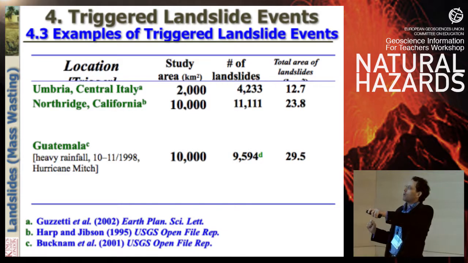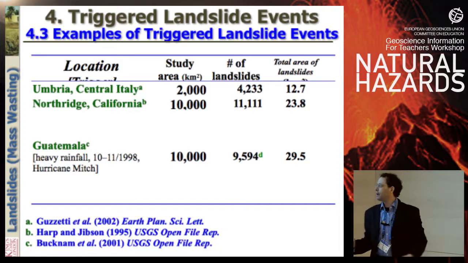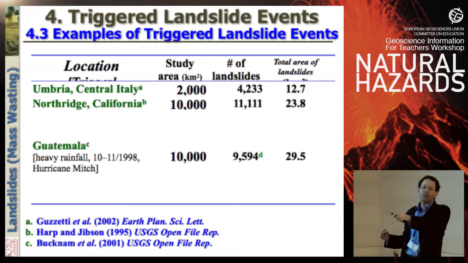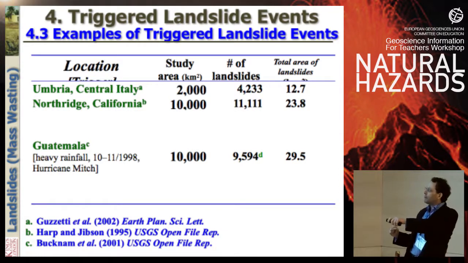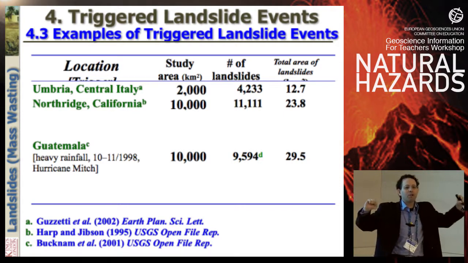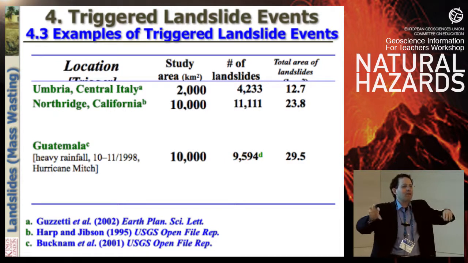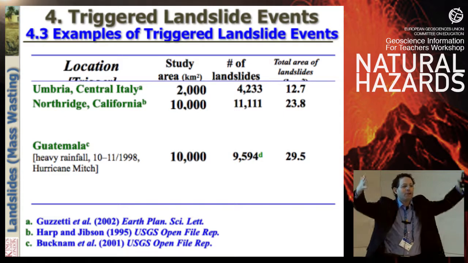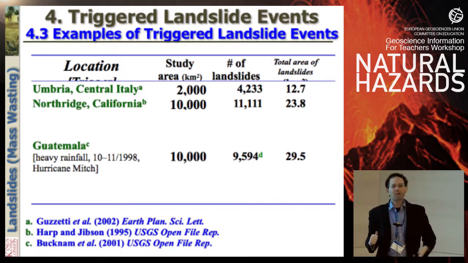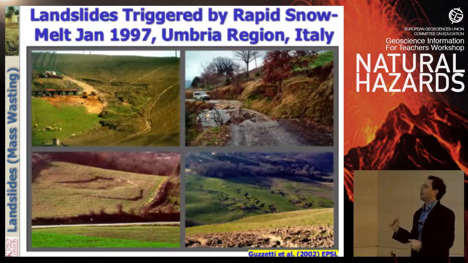The next one is Northridge, California. This was an earthquake in 1994. It shook things and had over 10,000 landslides result. The third one is a hurricane, where the sidewalls of the hurricane brought rainfall, because often in the sidewalls of hurricanes you get a lot of rain. So we're getting back to our major triggers: earthquakes and changes in hydrologic regime. So let's look at the first one from Italy.